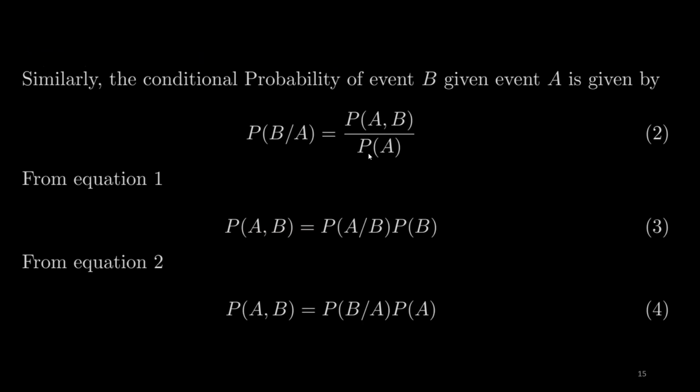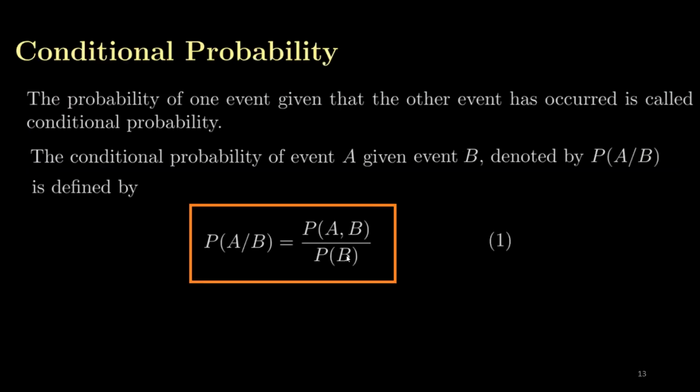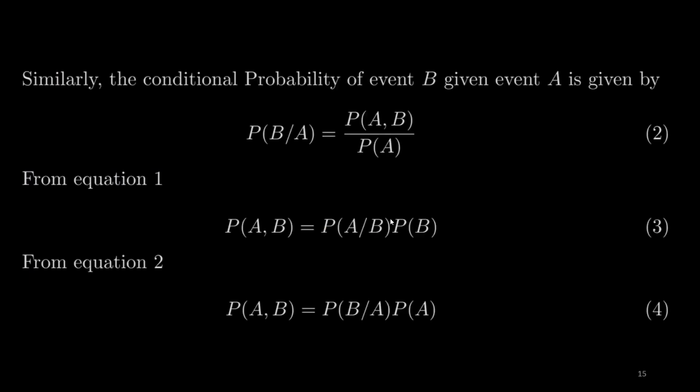Now from both equation 1 and 2, if we want to find the joint probability, these are the two equations. That is, from equation 1, if I want to find the probability of A, B or the joint probability, then I have to move this probability of event B to the left side. So in that case, I will get equation 3. Similarly, from equation 2, if I want to calculate the probability of a joint event, then I have to move the probability of A to the left side. So in that case, I will get equation 4.